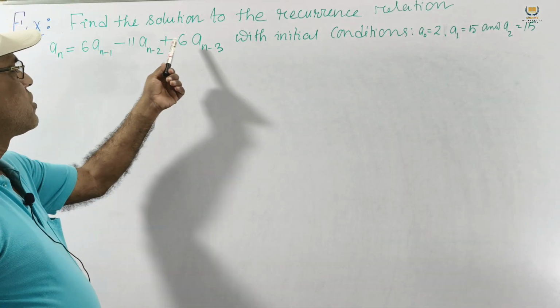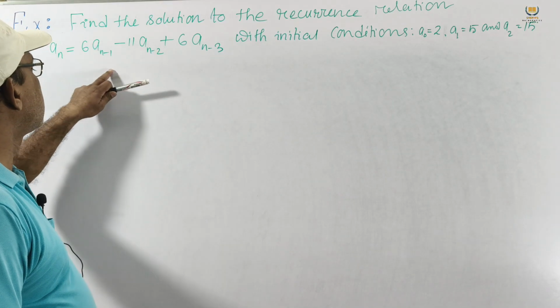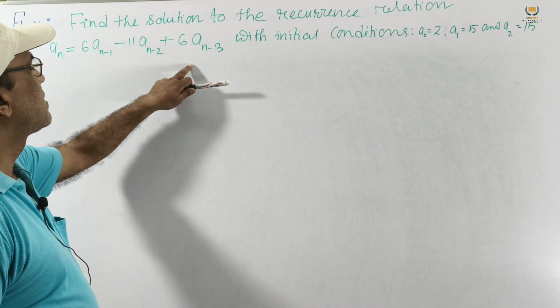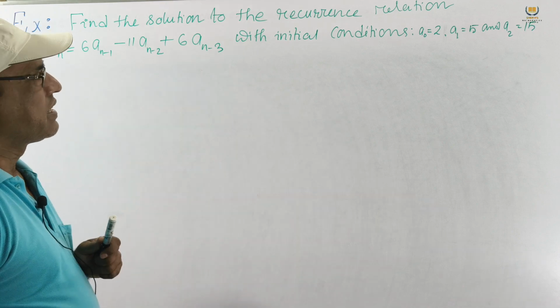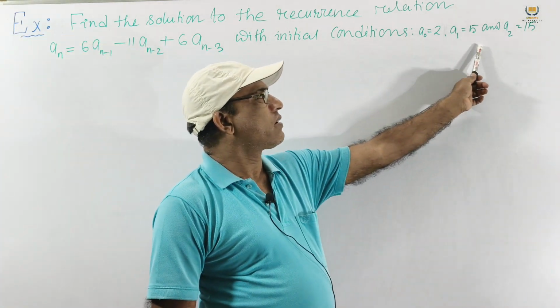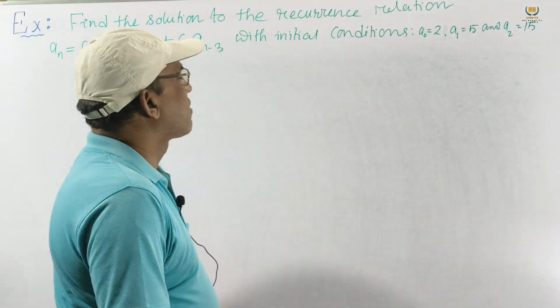So find the solution to the recurrence relation a_n equal to 6a_(n-1) minus 11a_(n-2) plus 6a_(n-3) with initial conditions a_0 equal to 2, a_1 equal to 5 and a_2 equal to 15. These are the conditions given.